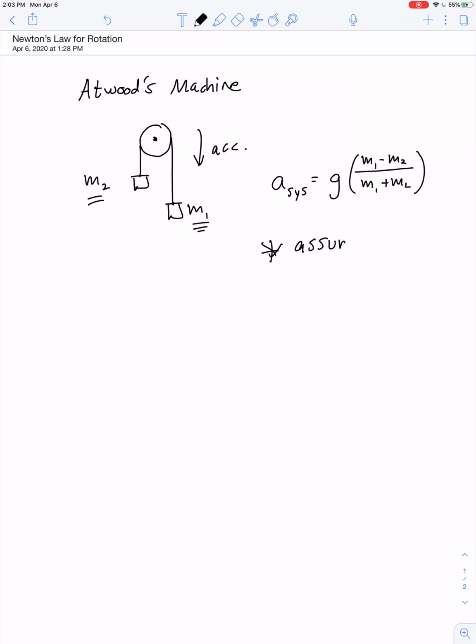That equation's only correct assuming the pulley has no rotational kinetic energy. So either the pulley is massless, which I don't know where you buy a massless pulley, or maybe it's rusted so that it's frozen in place, and the string, instead of making the pulley rotate, is made of silk or something like this, and it just slides over the top of the pulley that's frozen in place.